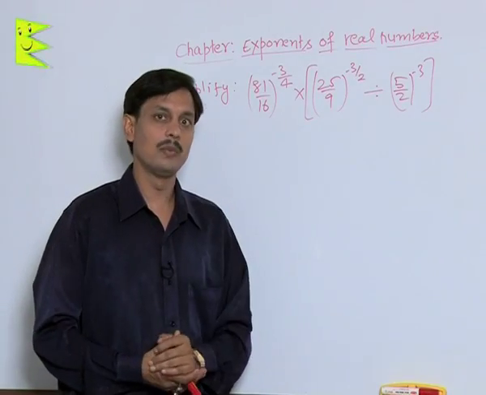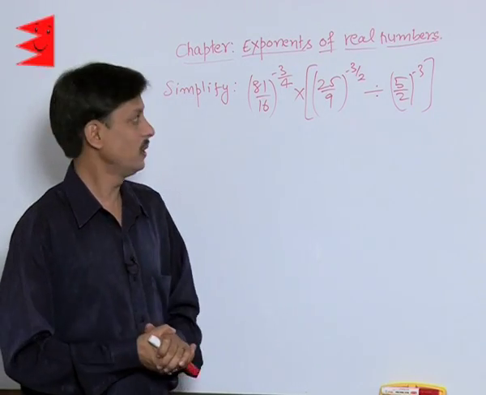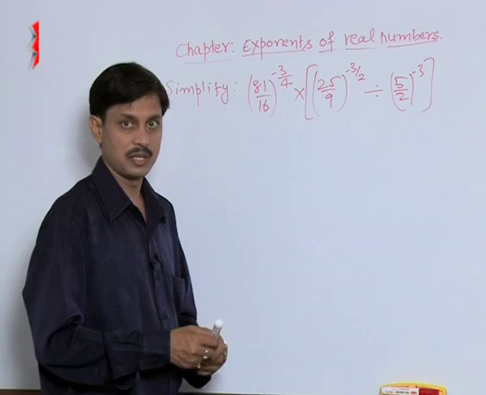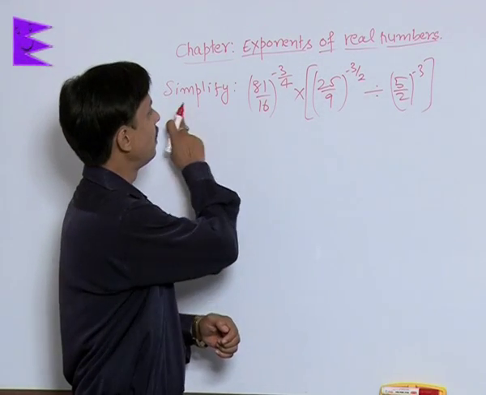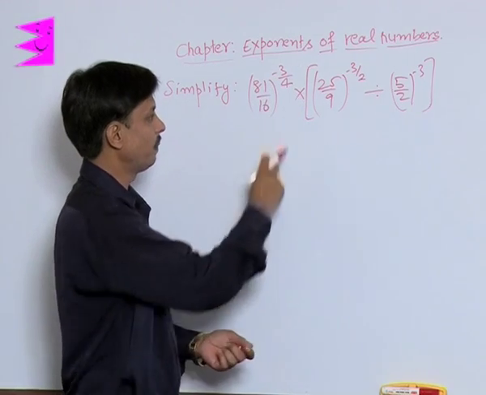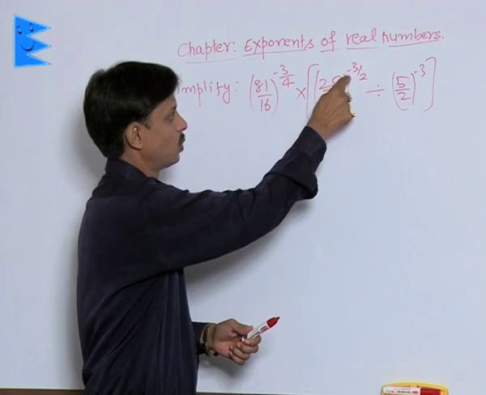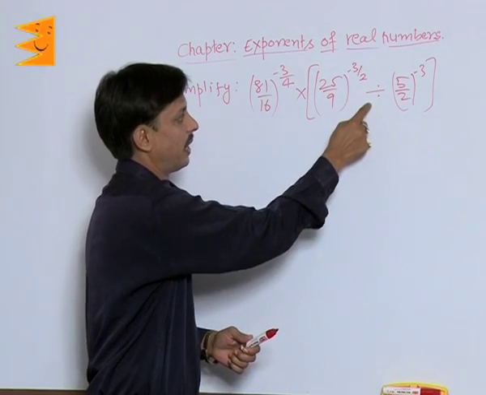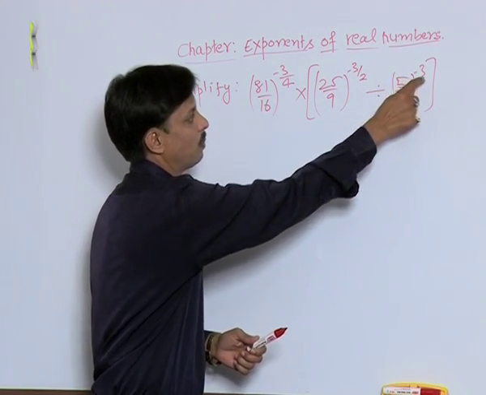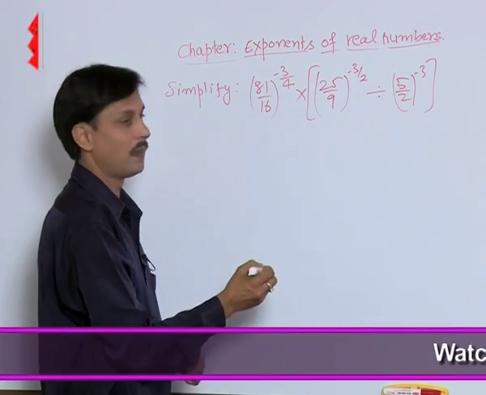Now I am taking one more example based upon the exponents and power of the real numbers. It is like: simplify (81 upon 16) raised to the power minus 3 by 4, multiplied by (25 by 9) raised to the power minus 3 by 2, divided by (5 by 2) to the power minus 3. So how will we simplify it?